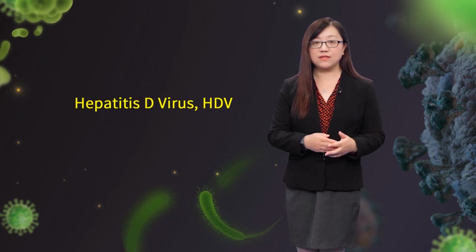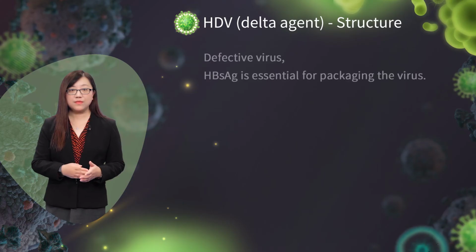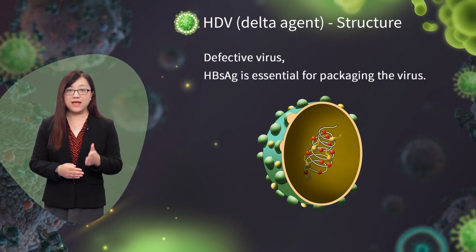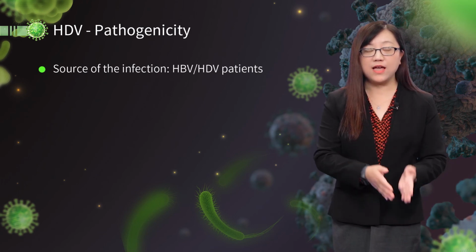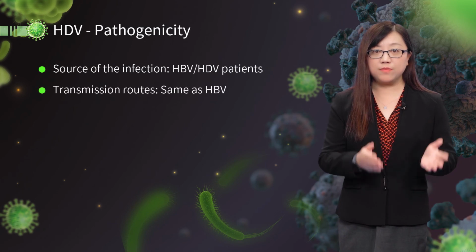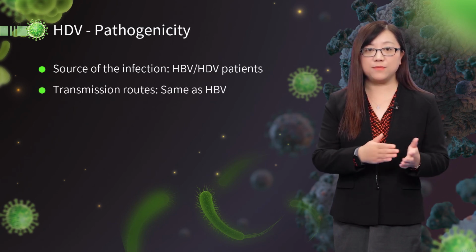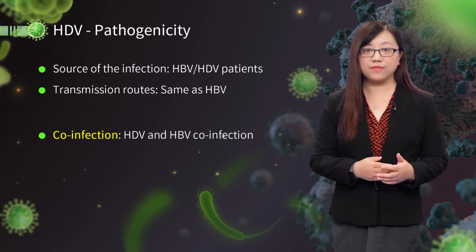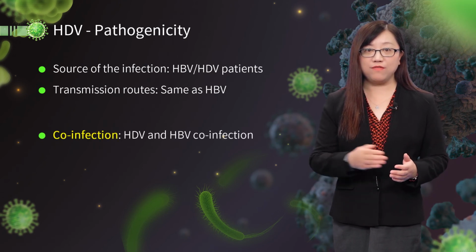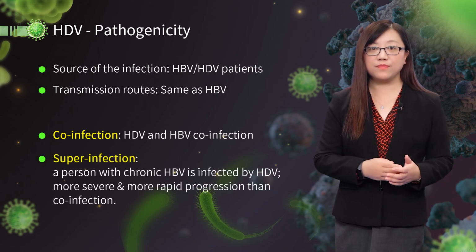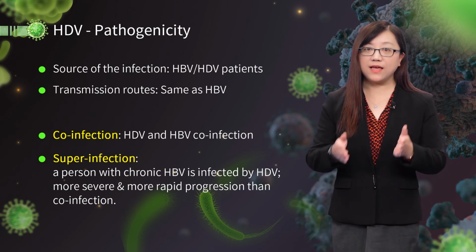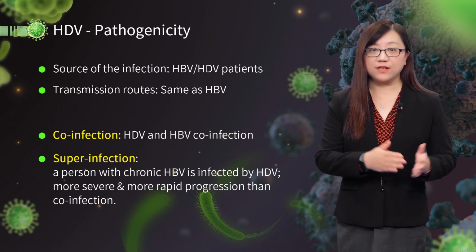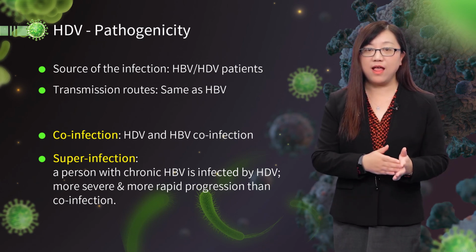Hepatitis D virus, HDV. Defective virus. HBs antigen is essential for packaging the virus. Source of the infection is HBV, HDV patients. Transmission routes are the same as HBV. Co-infection: HDV and HBV co-infection. Superinfection: a person with chronic HBV is infected by HDV. More severe and more rapid progression than co-infection.